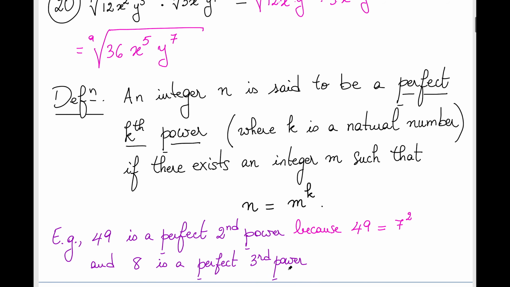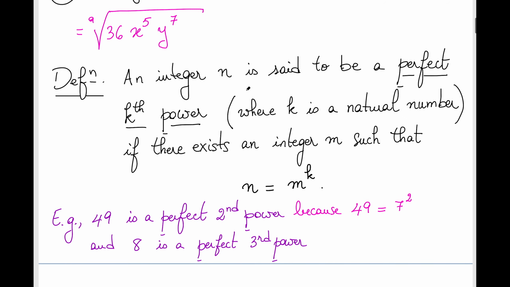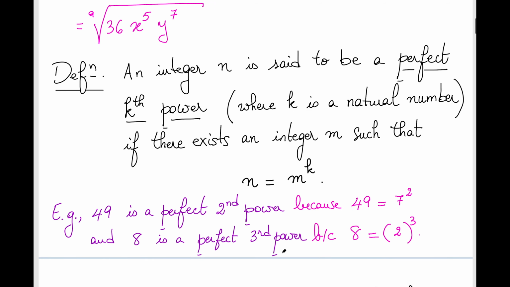8 is a perfect third power. So 8 is n and k is 3. This is the case because the idea is I can write 8 as something cubed, correct? Some integer cubed. And that integer is 2, correct? So since you can write 8 as the third power of something, we say that 8 is a perfect third power or a perfect cube, correct?